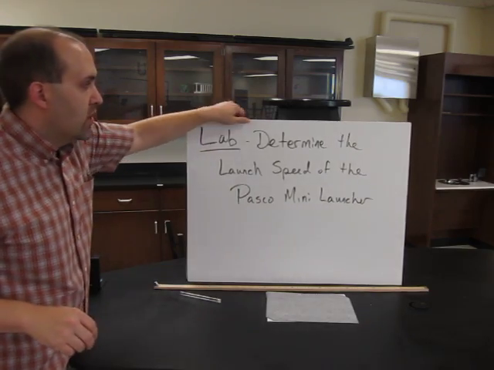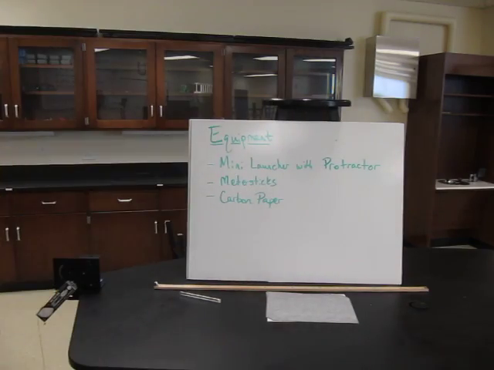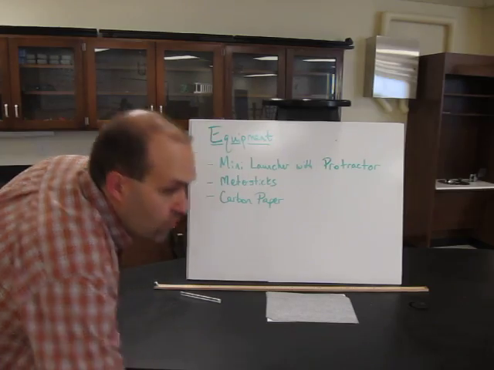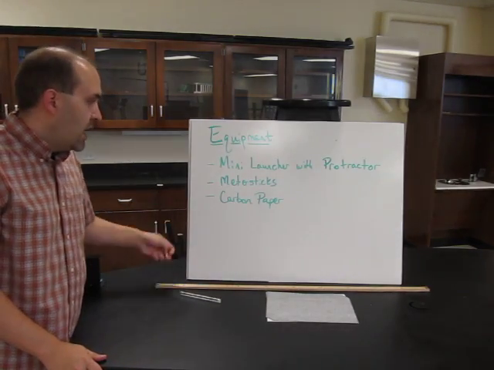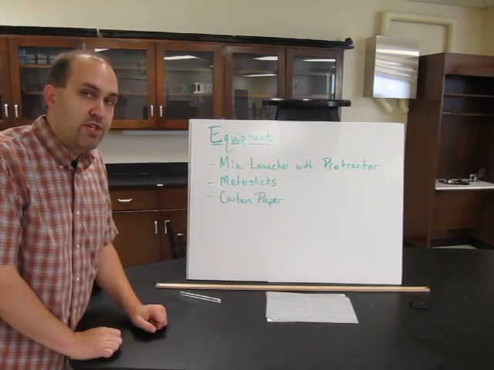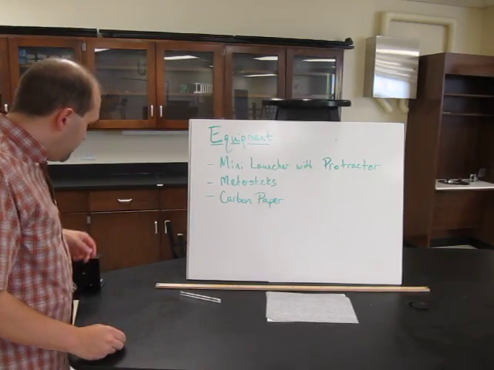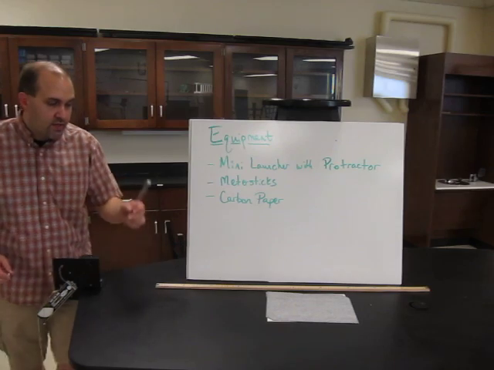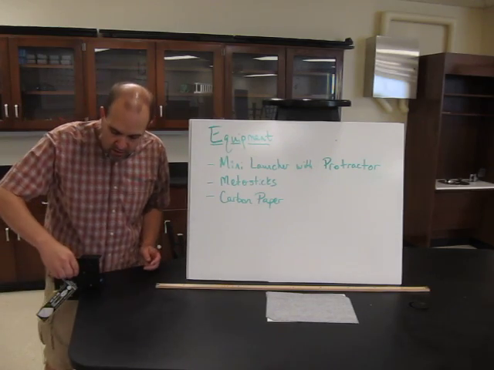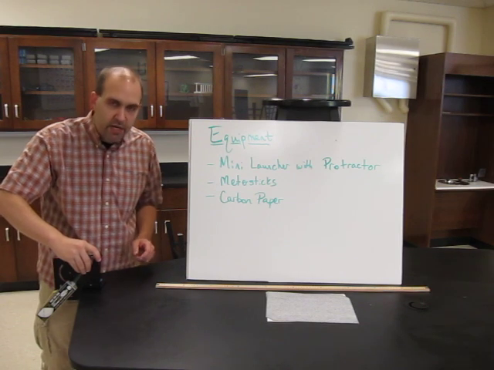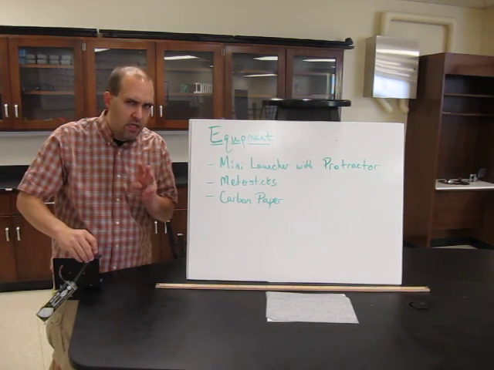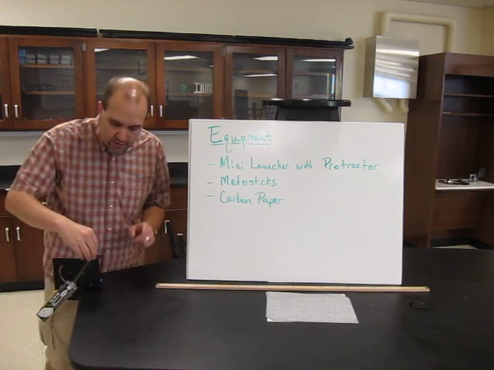What you'll need as far as equipment goes is the mini launcher with the protractor attached, meter sticks to measure distance, and carbon paper to see where the projectile lands. So the launcher works like this. This is a kind of ramrod. You put the little steel ball in the launcher and you can click it up to 3 times. We're going to do the second click.